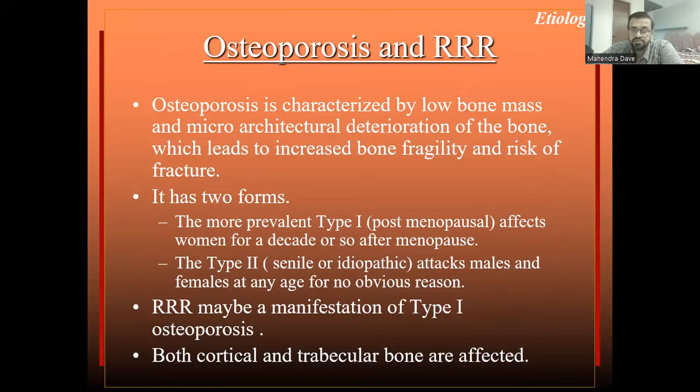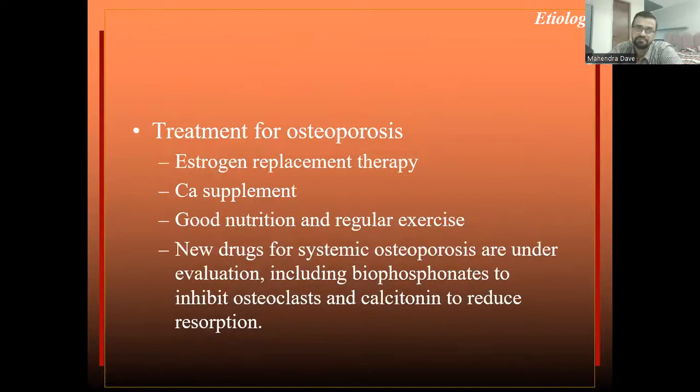First, type 1 is postmenopausal. It is the most prevalent, affects women for a decade or so after menopause. And type 2, that is the senile or idiopathic, attacks males and females at any age, but obviously for no reason. Residual resorption may be a manifestation of type 1 osteoporosis. Both cortical and trabecular bone are being affected by this phenomenon.